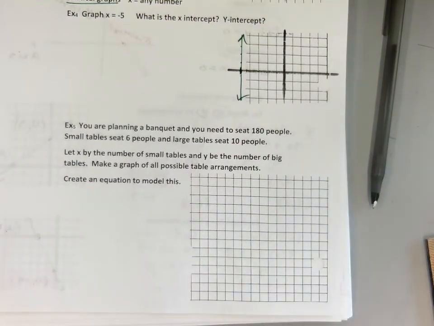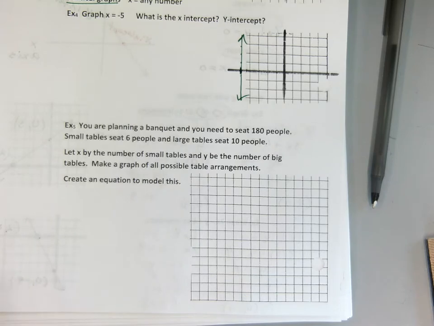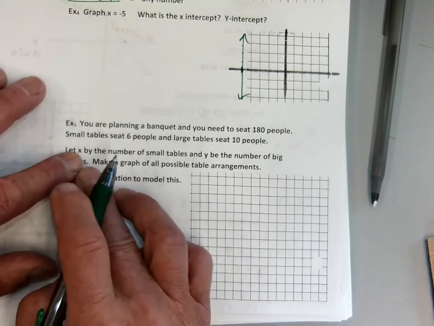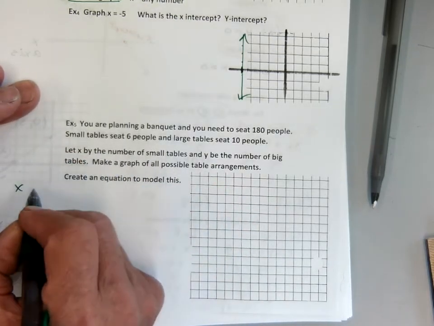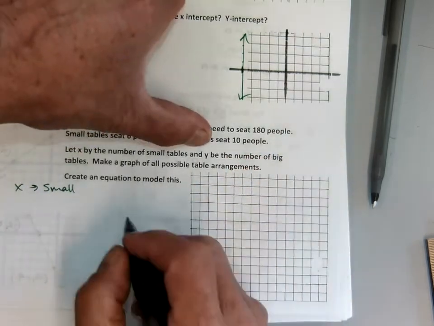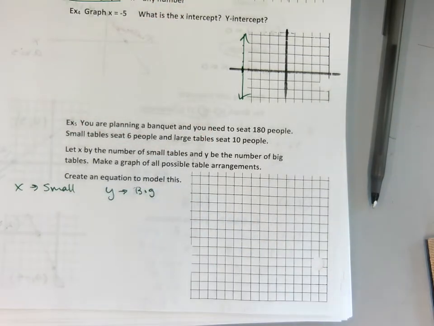Okay, those are our special graphs. Okay, little story problem. You're planning a banquet and you need to seat 180 people. Small tables seat 6 people and large tables seat 10. Oh, word problem sounds hard. Okay, so let x be the number of small tables. X is my small, and my y is my big table. Okay, that helps. I know that when I go to this banquet, I'm going to have small and big, right?